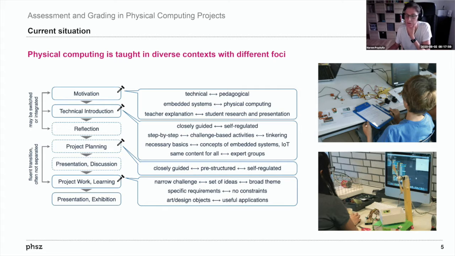Or you can have a very broad theme, like what we did, for example, with the Smart City project, where this theme was just to make a city smart, and students were very free to choose their projects within this broader theme. You can give very specific requirements, or the students have no constraints at all. And it's also possible to have objects that are purely artistic, while on the other hand, you can also have very useful applications, like a counter for the parking garage or something like that. So this is the situation that we have in schools. And now I'm coming to slide 6.